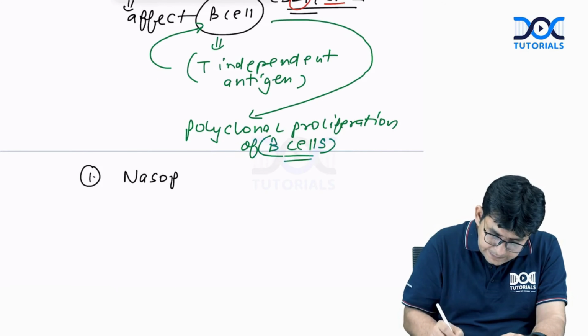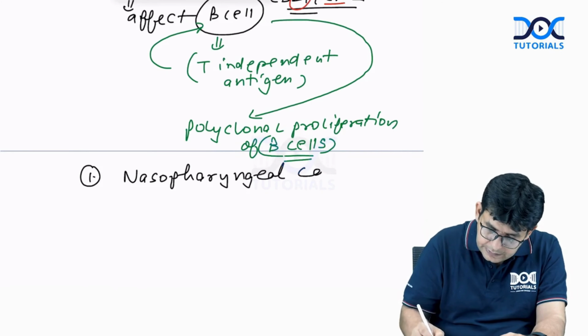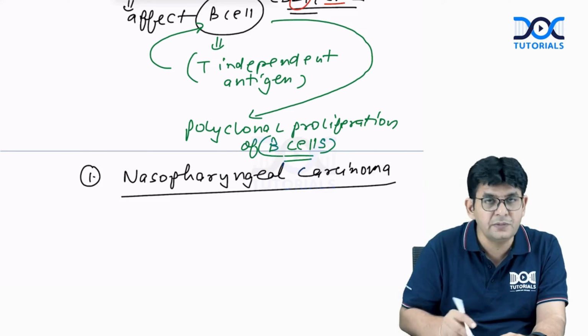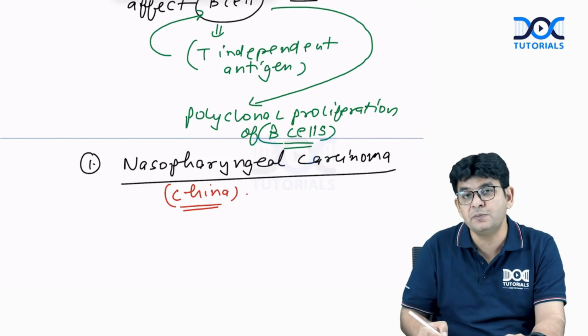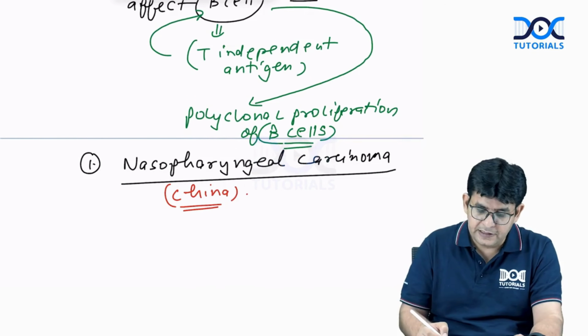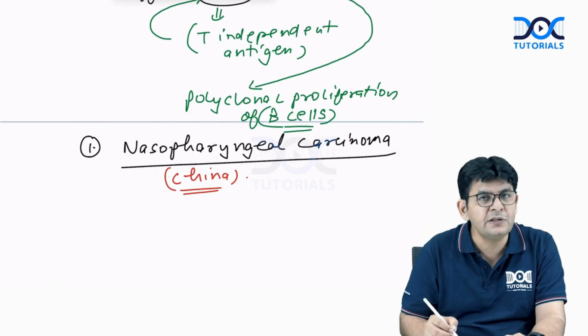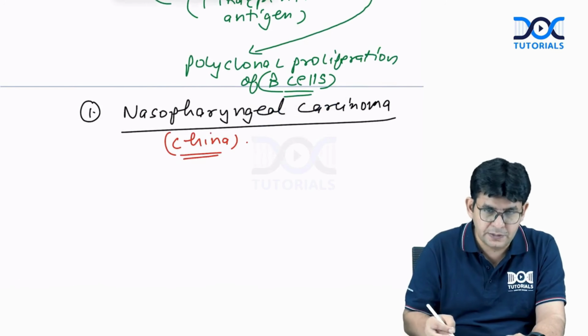One is nasopharyngeal carcinoma. And this nasopharyngeal carcinoma is very common in China. And why is it common in China? Because they are associated with having what? Smoked fish. Okay. And that is a risk factor for developing this nasopharyngeal carcinoma.